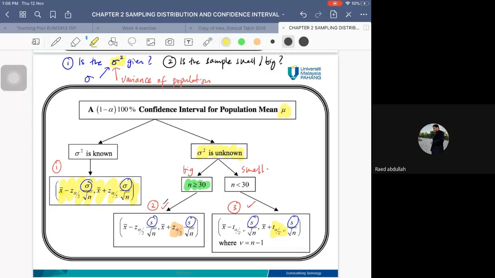As I mentioned just now, the major mistake students make in this subtopic is using the wrong formula. When you use the wrong formula, automatically your whole calculation is going to be wrong. I would not be able to award you any marks, so be careful with that.